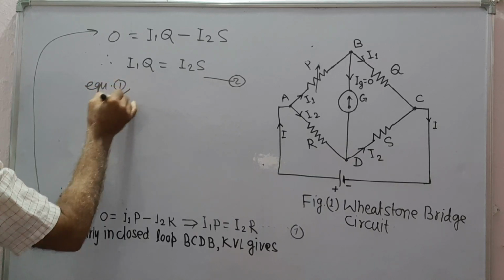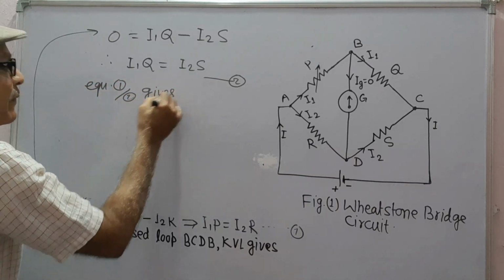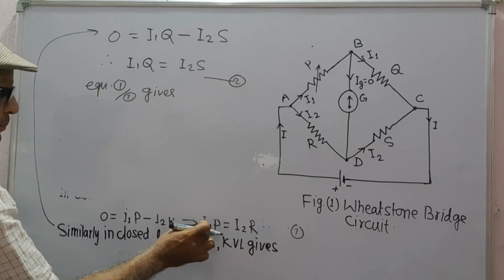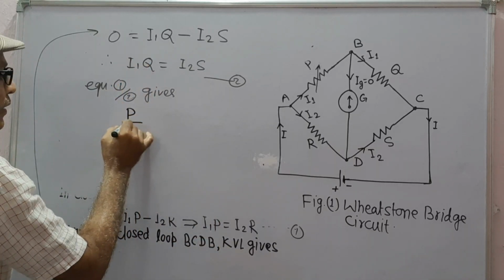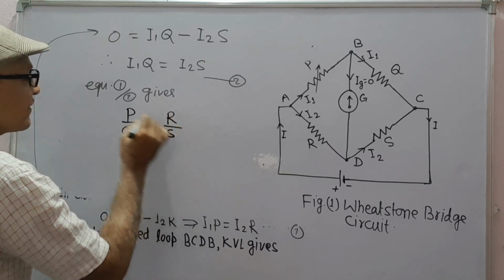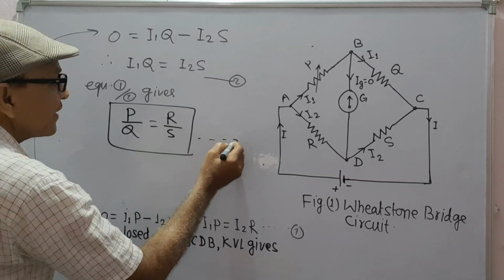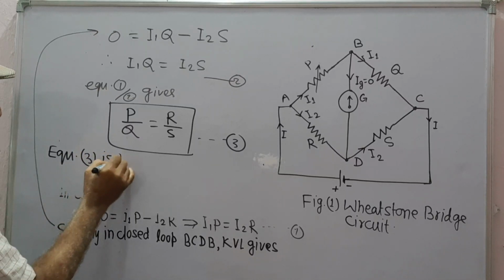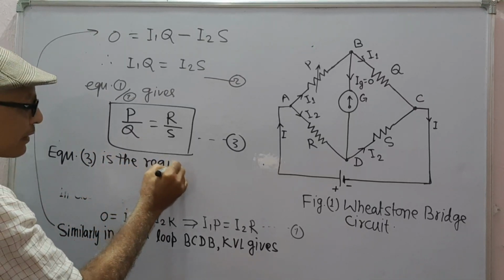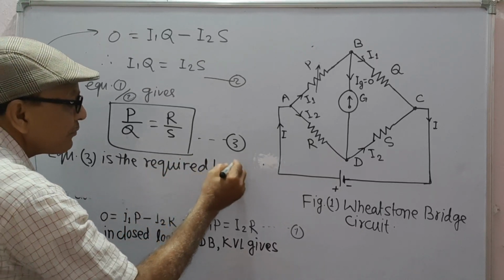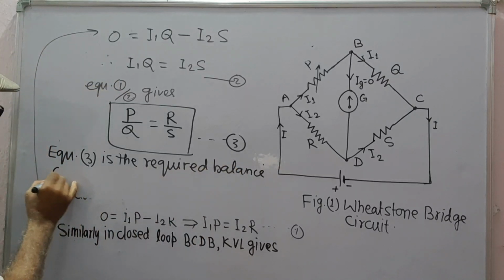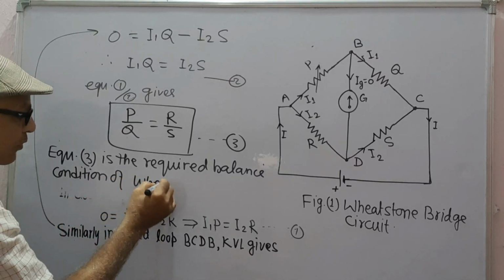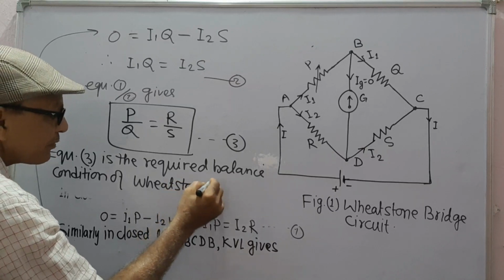Equation 1 upon equation 2 gives P upon Q is equal to R by S, equation 3. Equation 3 is the required balance condition of Wheatstone Bridge.